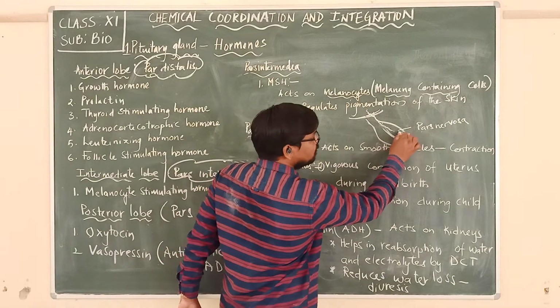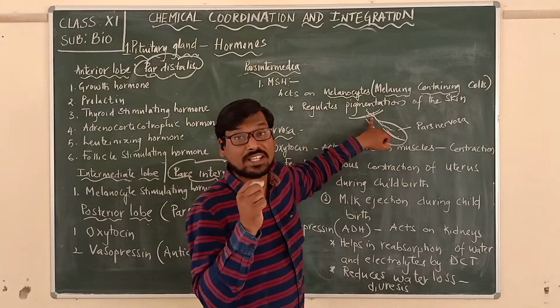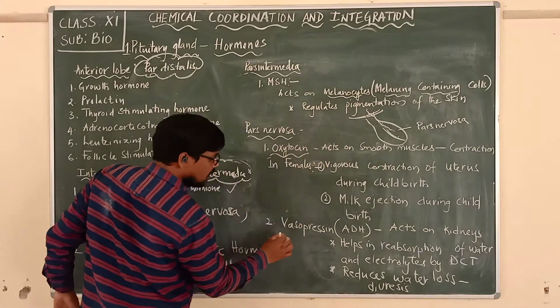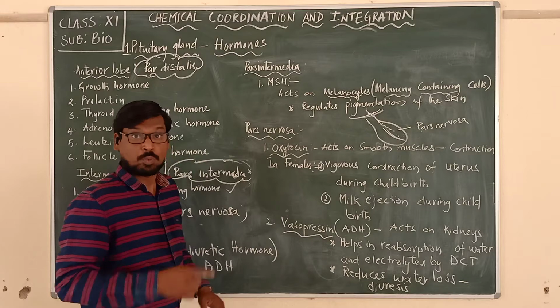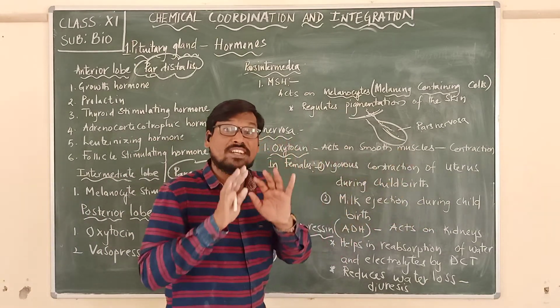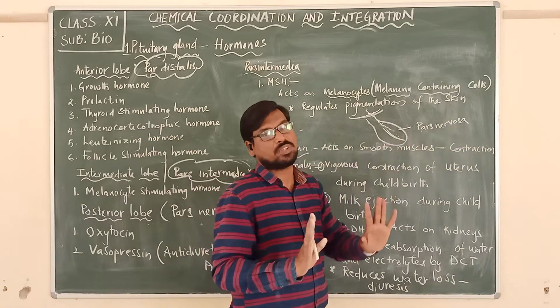So hormones are present here. What are those two hormones that are brought by the neurosecretory cells of the hypothalamus? They are nothing but oxytocin and vasopressin, which are already synthesized in the hypothalamus. They are brought and stored in the pars nervosa, meaning the posterior lobe of the pituitary gland.